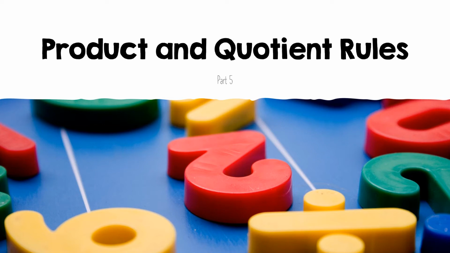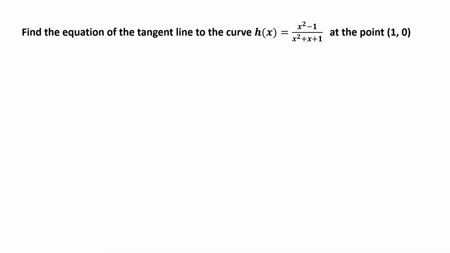Product and quotient rules, part 5. Find the equation of the tangent line to the curve h of x is equal to x squared minus 1 over x squared plus x plus 1 at the point (1, 0).